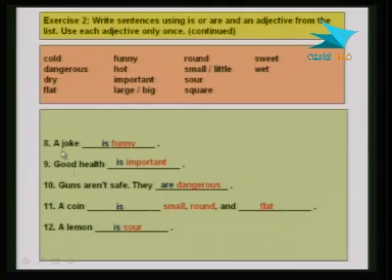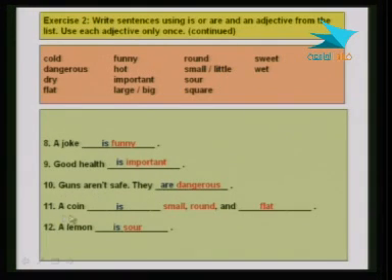This is singular. Sentence number 10 is plural because you have guns. Guns aren't safe. They are dangerous. In the first sentence, we have a noun, and in this sentence, we have a pronoun. The verb be is here, and the verb be is here. It is negative in this sentence, and it is, of course, a positive sentence here. They are dangerous.